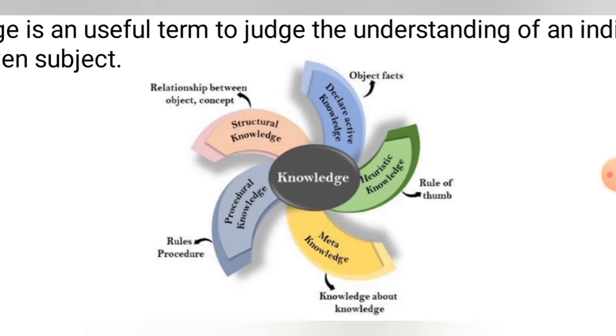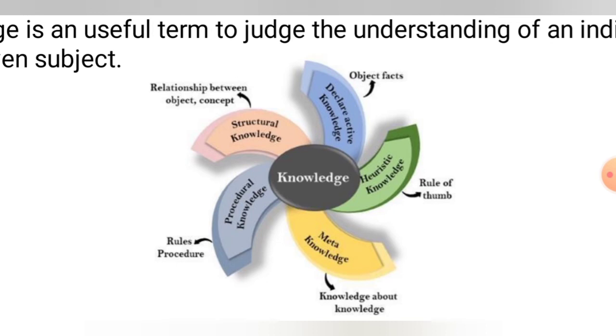Historic knowledge, rules of thumb, and declarative knowledge, object facts. This is how knowledge can be dealt with in tree structures. Another is meta knowledge, which is knowledge about knowledge. That means if you progress on any kind of new knowledge and form a new formation, it is called meta knowledge, the newest thing formed with the help of knowledge. In short, it is new knowledge that you earned.